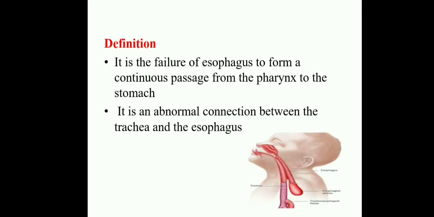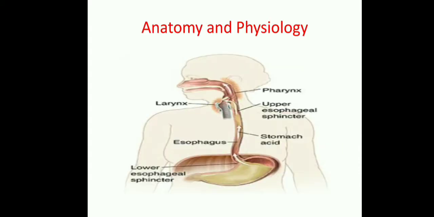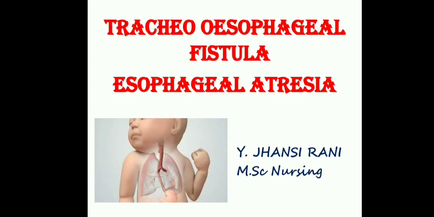Before starting that, we should learn what atresia is. You know what the trachea and the esophagus are. What is the definition of fistula? Fistula means there is a connection between two organs. Here, the two organs are the trachea and the esophagus. A connection between the two organs is called a fistula.